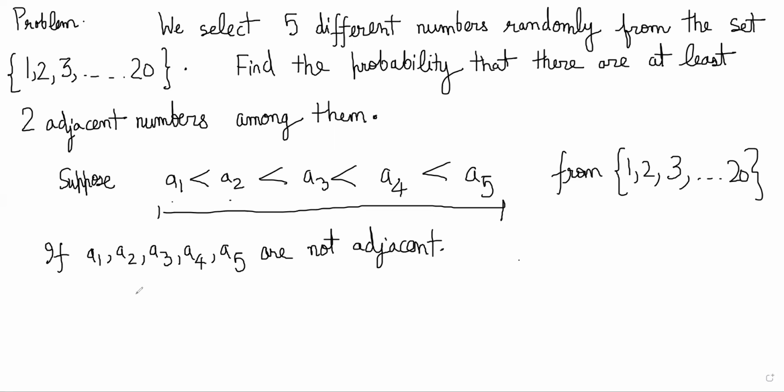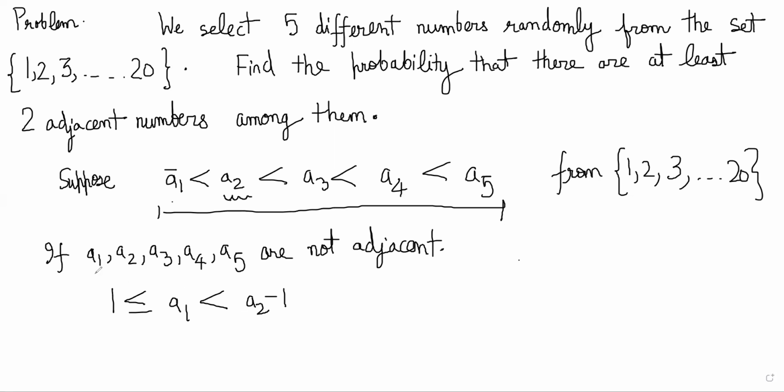We have to say that A1 was the smallest number, so we can say A1 can start from 1. A1 can be greater than or equal to 1, but A2 is not adjacent to A1, right? So A2 cannot be 1 more than A1, right? Because that will make it adjacent. So A1 should be less than A2 minus 1, right? Because if A1 is equal to A2 minus 1, then A1 and A2 become adjacent, correct?